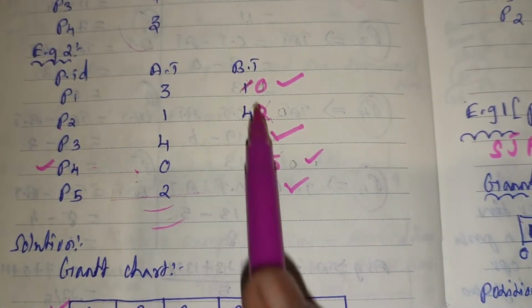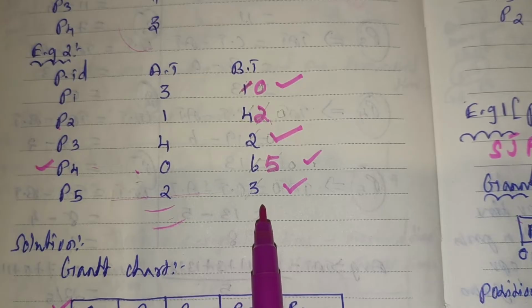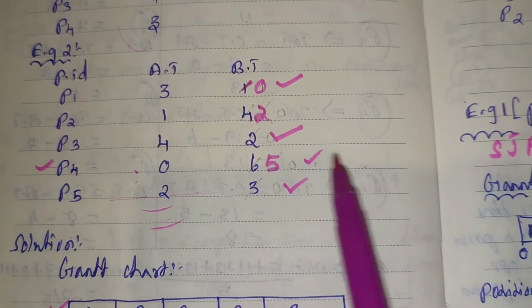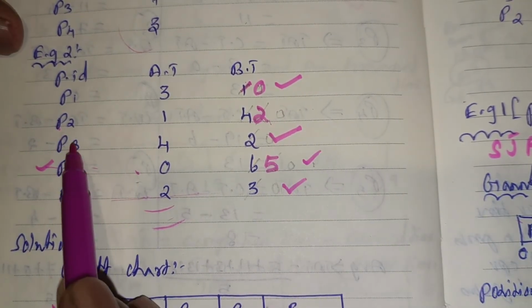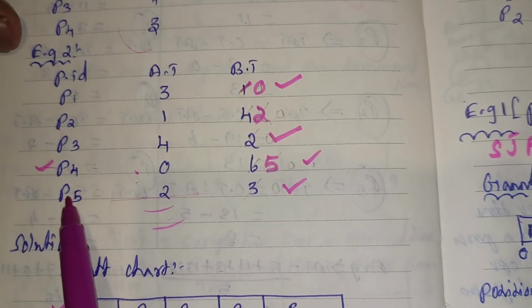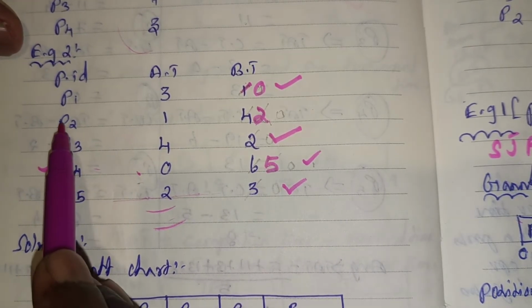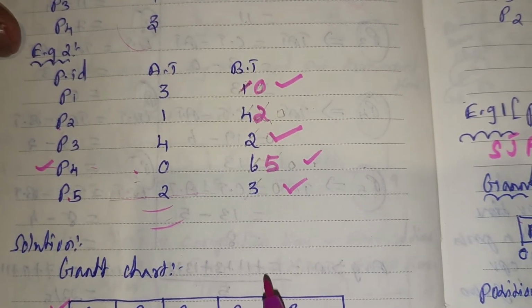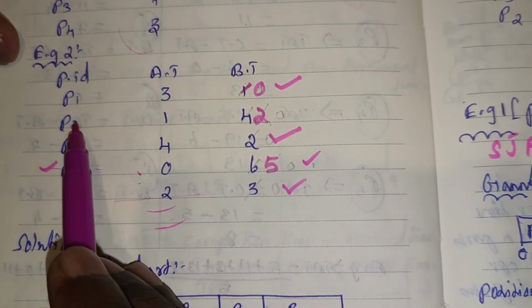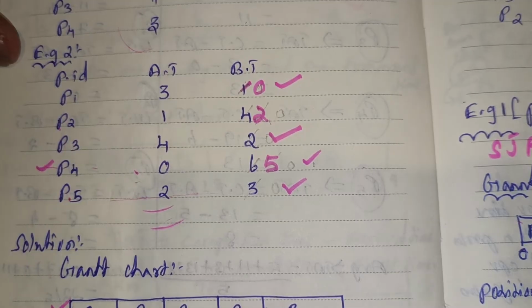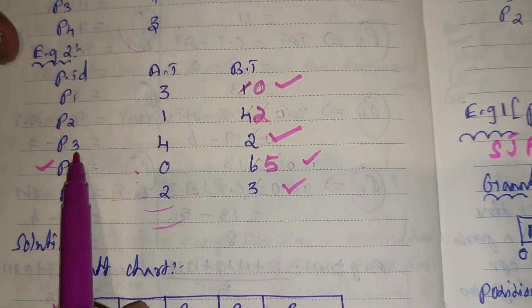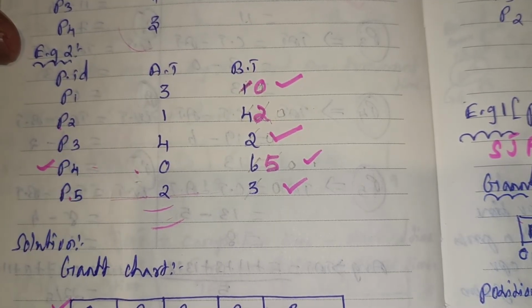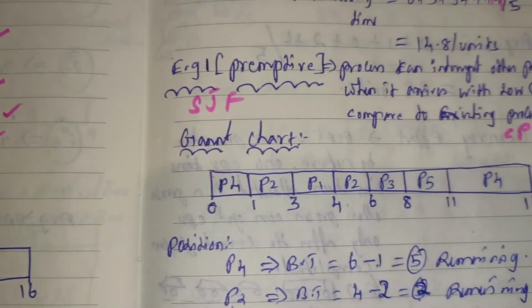That's a point. So now we are going to calculate only this burst time. Now see here, this is over. P2 is 2, P3 is 2, P4 is 5 and P5 is 3. Now see here, P2 and P3 have the same burst time. Which particular process has to be executed? The process which has a minimum process ID. That means P2 and P3, which one is minimum process ID? P2. That is what is happening here.